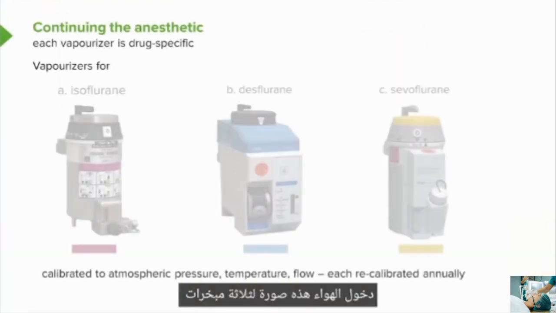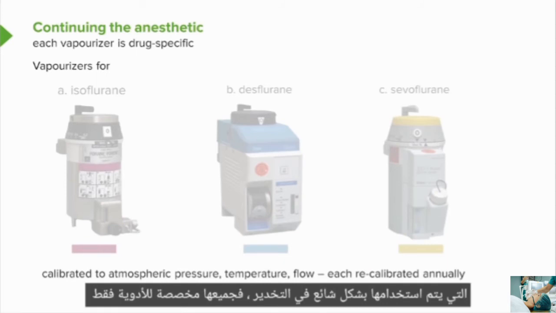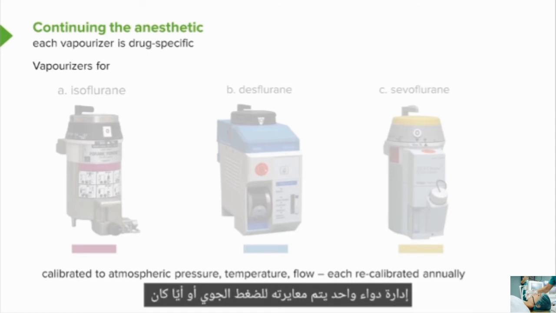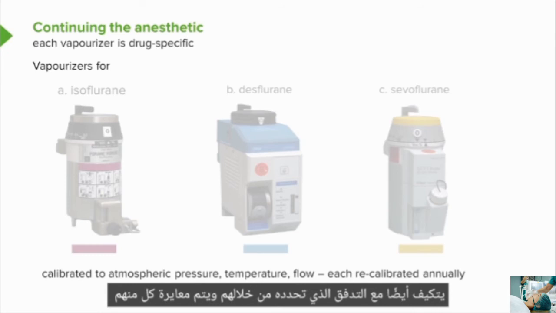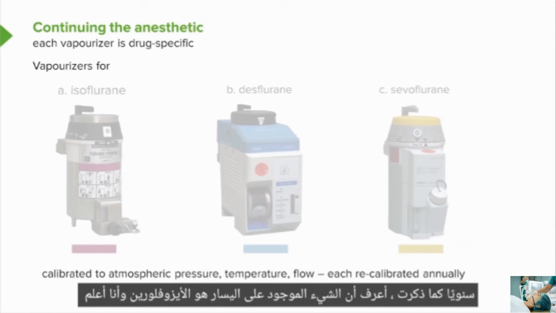This is a picture of 3 vaporizers that are commonly used in anesthesia. They are all drug-specific. They'll only manage one drug. They're calibrated for atmospheric pressure or whatever the atmospheric pressure is in the area in which you live. They change their delivery of vapor dependent upon the temperature in the room. So if it's in the middle of the summer and very hot, they adjust to that. They also adjust to the flow that you set through them. And each is calibrated annually, as I mentioned.